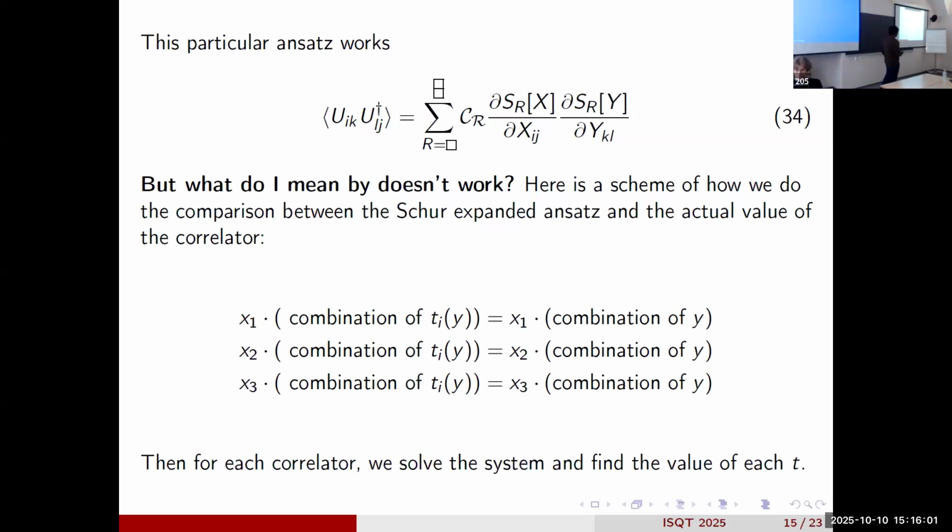This is from the formula, this is from the ansatz. And now we compare this combination and this combination, and we solve the system and write the value of these TIs. But unfortunately, for higher Young diagrams, this system we cannot solve. It doesn't give a solution, unfortunately.